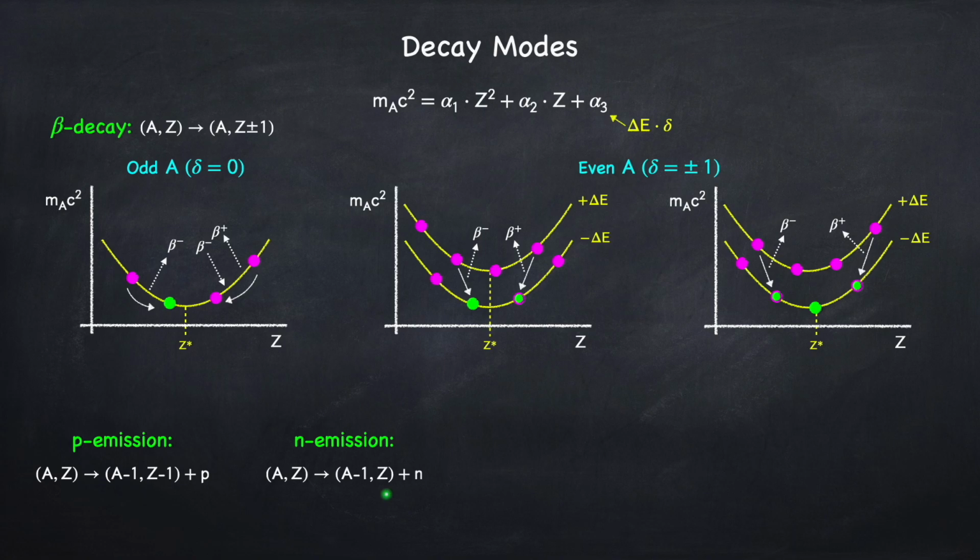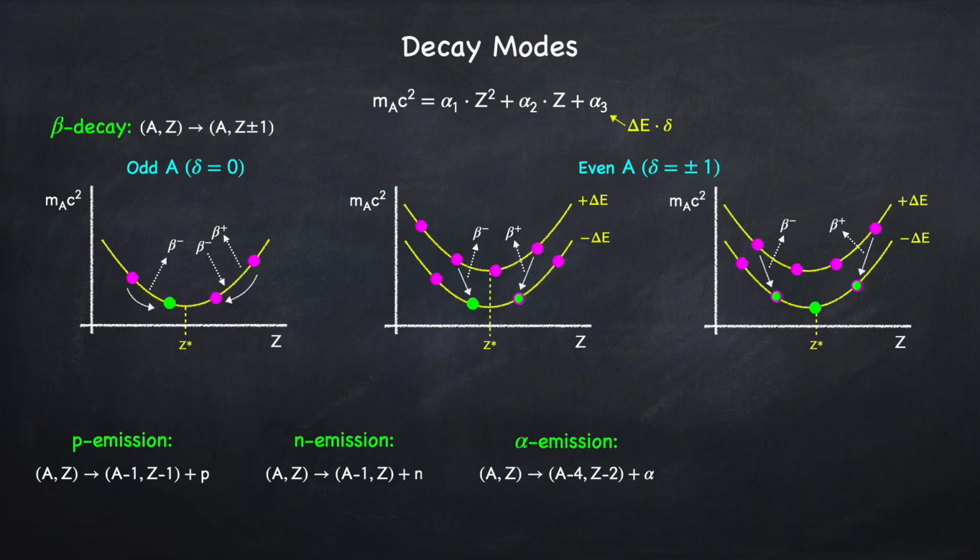A third possibility is called alpha emission, and this is where you pop off an alpha particle, which is a helium nucleus, which is 2 protons and 2 neutrons, for a total of 4 nucleons. So now we go from a nucleus with atomic number A and charge Z to a new nucleus with atomic number A minus 4, since we've lost 4 nucleons, and charge Z minus 2, since 2 of those nucleons are protons. So that also corresponds to jumping from one parabola to another, but in this case, you'll either go from an even to an even, or from an odd to an odd, because A is changing by 4, which is an even number.